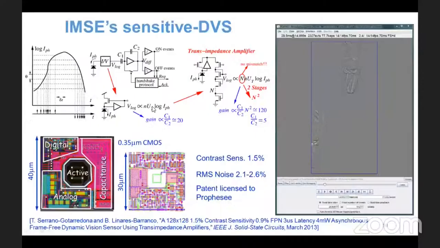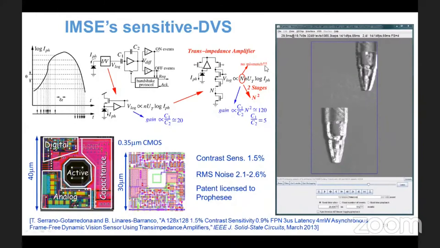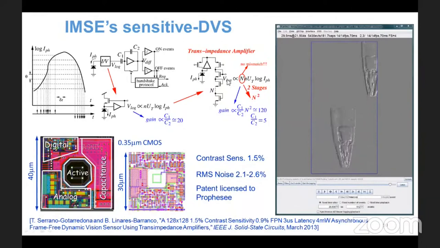But let me also tell you about our own DVS that we developed sometime later, to which we added a little tricky circuit, shown here, to introduce some amplification in the voltage gain right after the photoreceptor. It's a nice and tricky circuit that adds a gain with a factor n, which is the number of diode-connected NMOS transistors that you have here. In first order, it introduces no mismatch, but it introduces an important gain. If you cascade two of these, which is what we did, you get an extra gain of n squared. And this allows an overall gain which is the ratio of the capacitors times n squared.